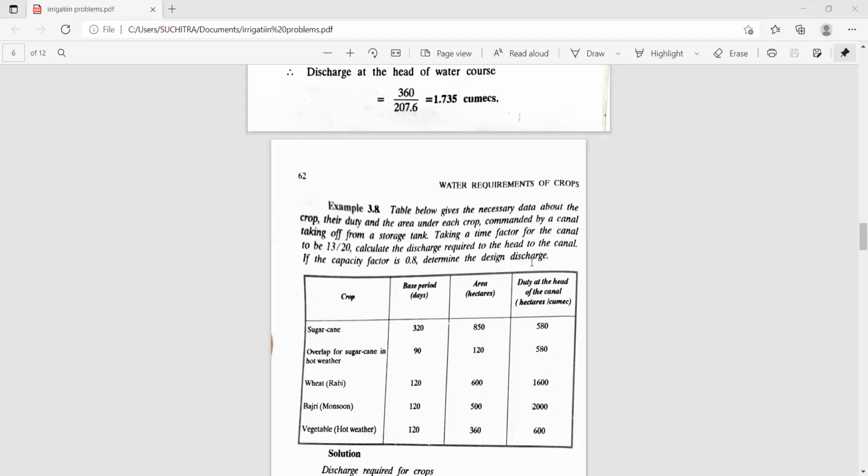So determine the design discharge. Now here, these are the various crops that are grown: sugar cane and overlap for sugar cane in hot weather. That means sugar cane requires more water even after its base period. So it may require some more water. This is called the overlap for sugar cane in hot weather, especially in summer months.